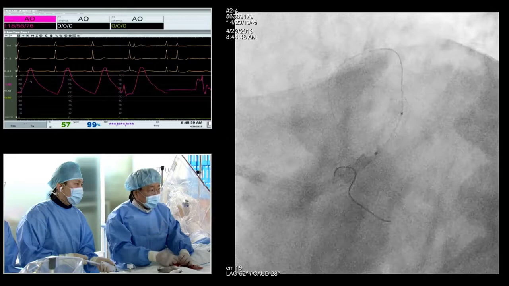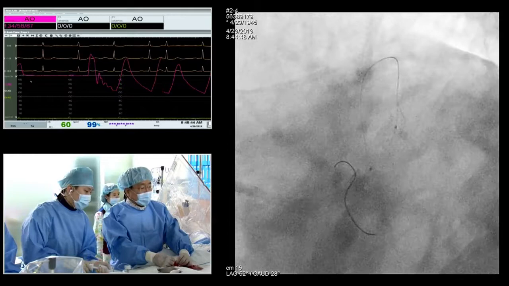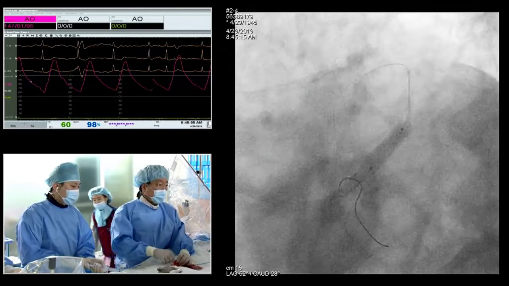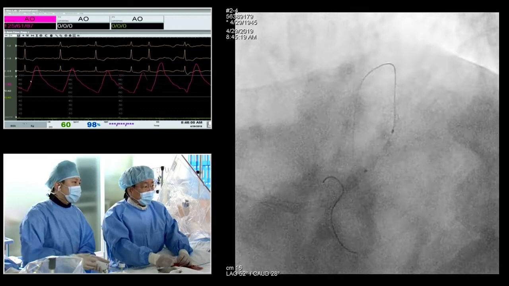Inflate. Inflate. 14. Just on the polygon of confluent POC areas. So why not? 14. 16. 14, 16. Almost. What about the 20? 20. What size? 4.1. Okay. Deflate. Deflate. 4.0 balloon using 20 atmospheres.